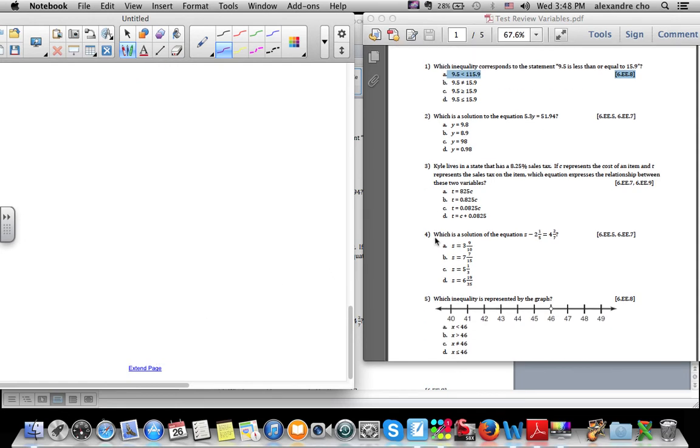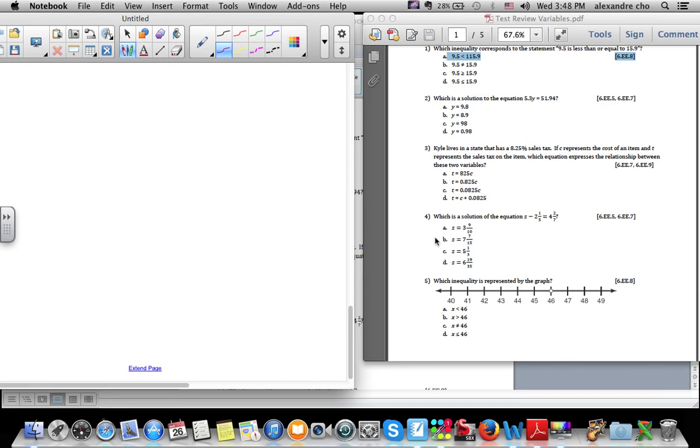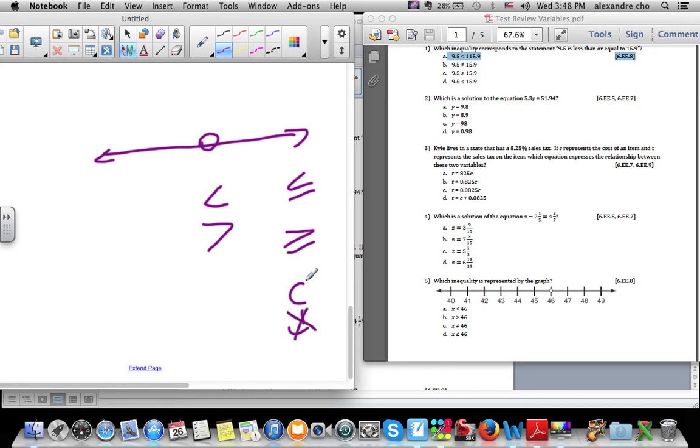5. Which inequality is represented by the graph? Tough one, because this graph has a little circle. Remember, when there's a circle that's open or not shaded, it means either this one or this one, a greater sign or less sign. It is not that sign and it's not that sign, because if it was greater than or equal, less than or equal, the circle would be shaded. So right away, I can get rid of letter C and letter D.